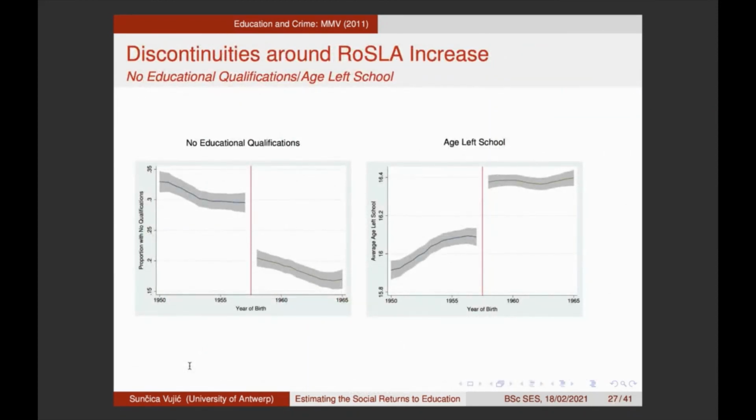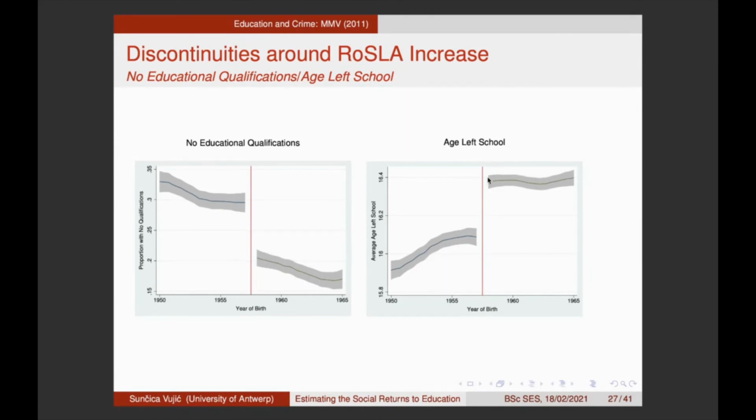So you can see the graphs of two measures of education. On the left-hand side, those with no educational qualifications, because when you stay in education until 16 in the UK, you can actually get a diploma. So for those who stayed on until 16, you can see that the proportion of individuals with no educational qualifications just dropped. This is the cohort of individuals born in 1957 who was affected by this policy change. And you can see that the proportion of individuals who left education without qualification dropped significantly.